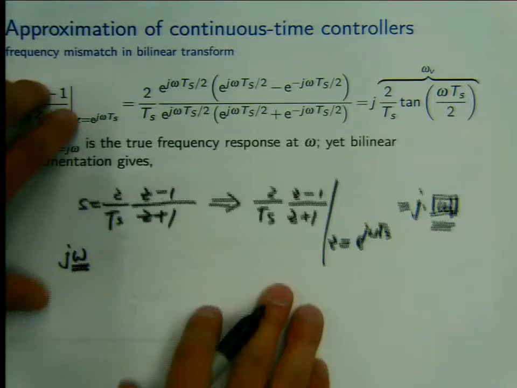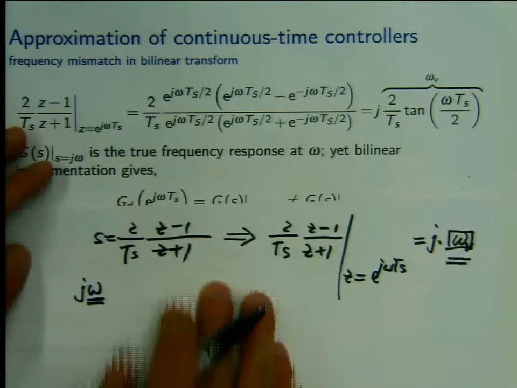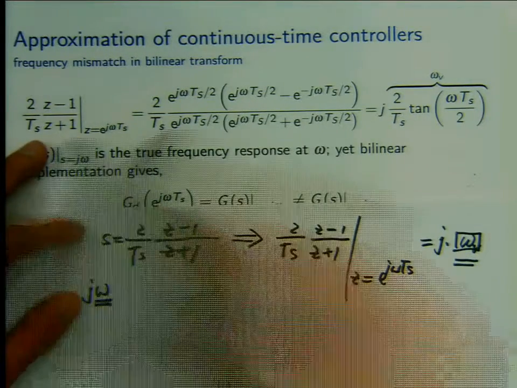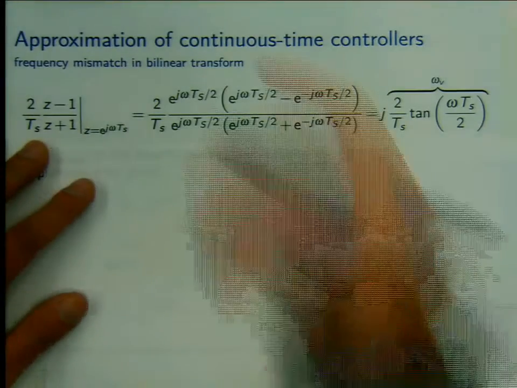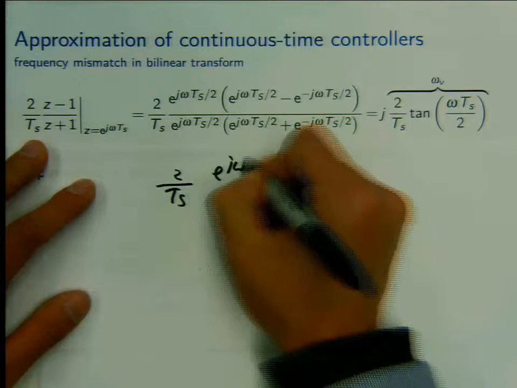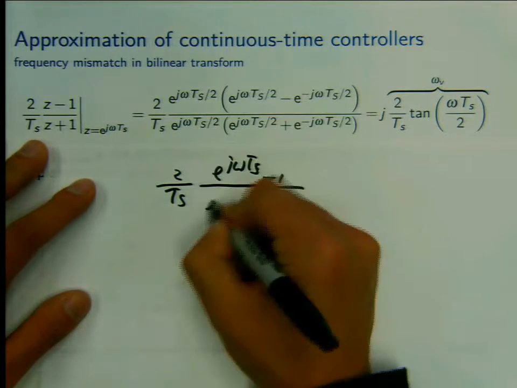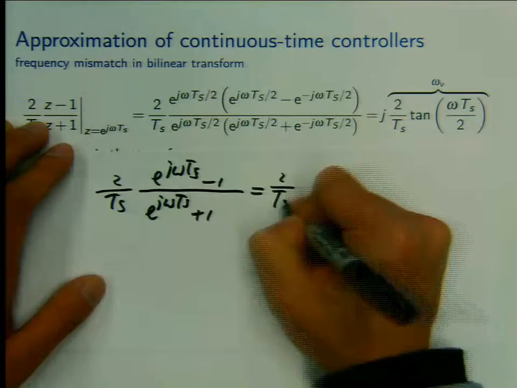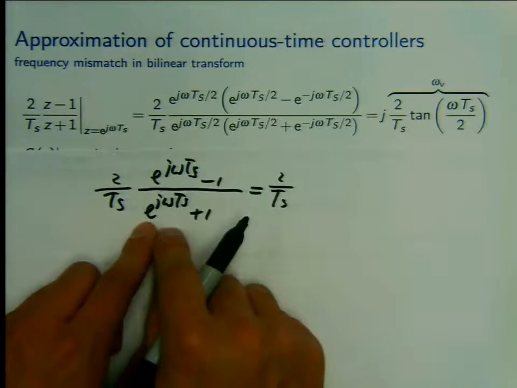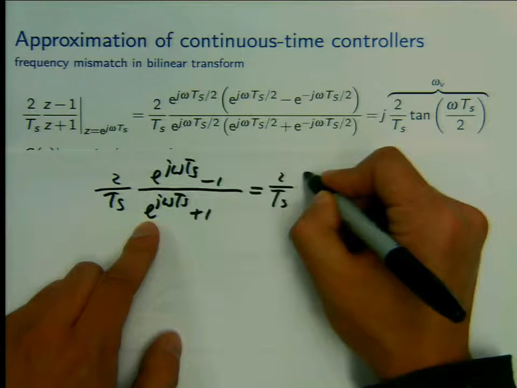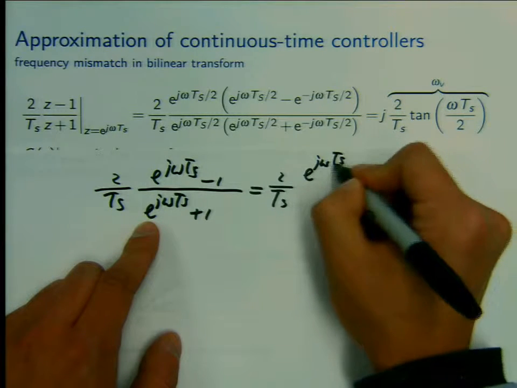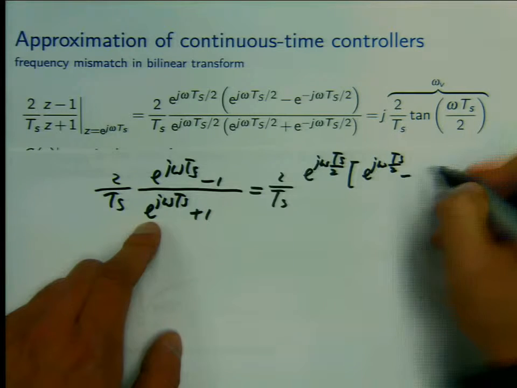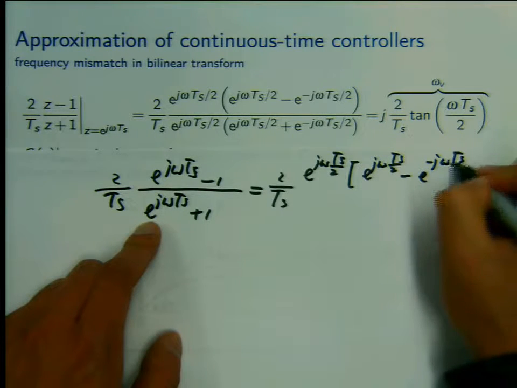Okay. So the detailed steps look like this. I substitute z equal to e^(j omega Ts) into this bilinear transformation here. Then I'm going to get a little bit of algebra: 2 over Ts times (e^(j omega Ts) minus 1) over (e^(j omega Ts) plus 1). This is a trick very common in digital signal processing. Look at this: you can take out half of this exponential function, e^(j omega Ts/2). Then inside I'm going to get e^(j omega Ts/2) minus e^(-j omega Ts/2).